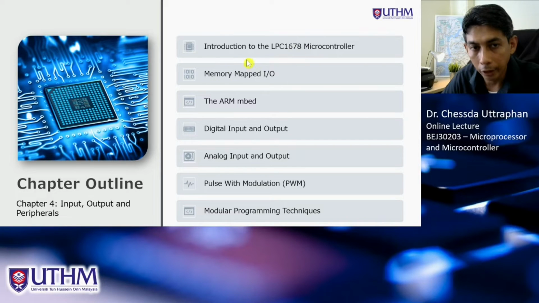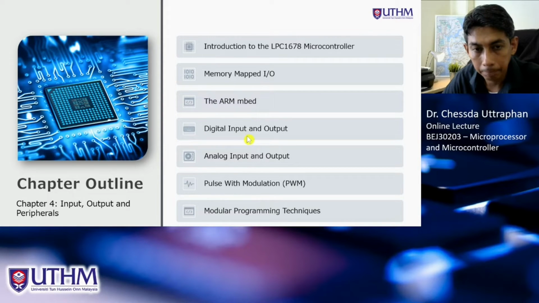And for that, we will look at what we call memory mapped I/O. Right, we will see later what memory mapped I/O is, and we will learn what is called the ARM mbed. So the ARM mbed is actually an API, application programming interface, that will help the developer to build prototypes faster by using the provided library, right?